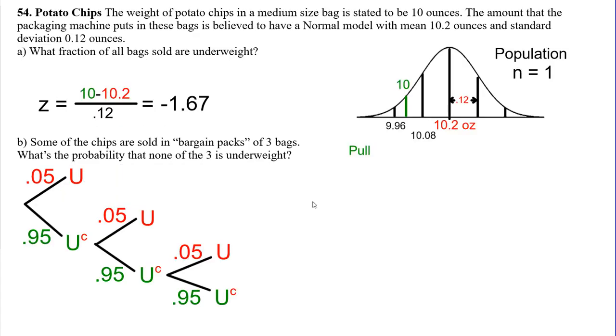All right, problem 54, potato chips. The weight of potato chips in a medium-sized bag is stated to be 10 ounces. The amount the packaging machine puts out in the bags is believed to have a normal model. So again, they're telling us that the population is normally distributed. We don't actually need to know that unless we're using, like we are in this one, a model for the population with sample size of 1.